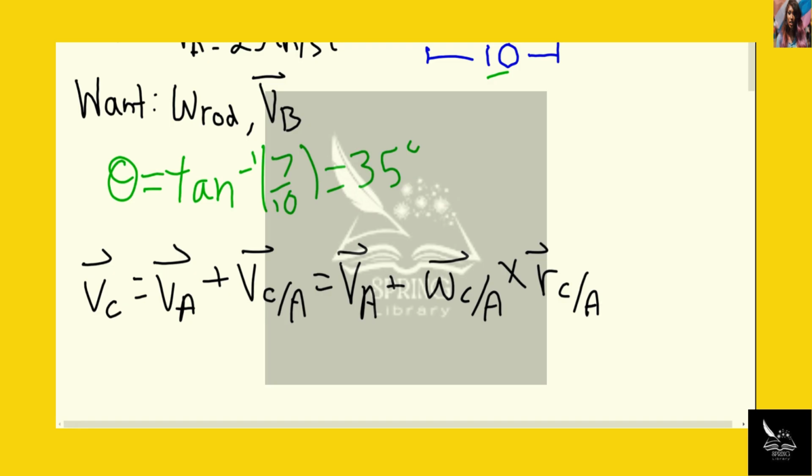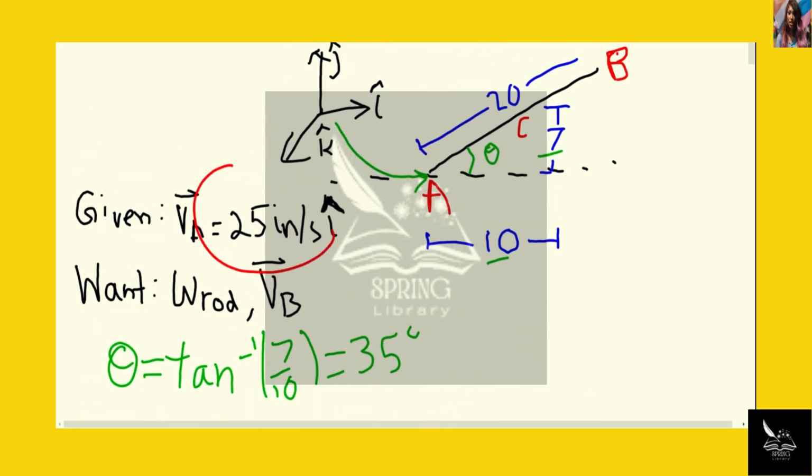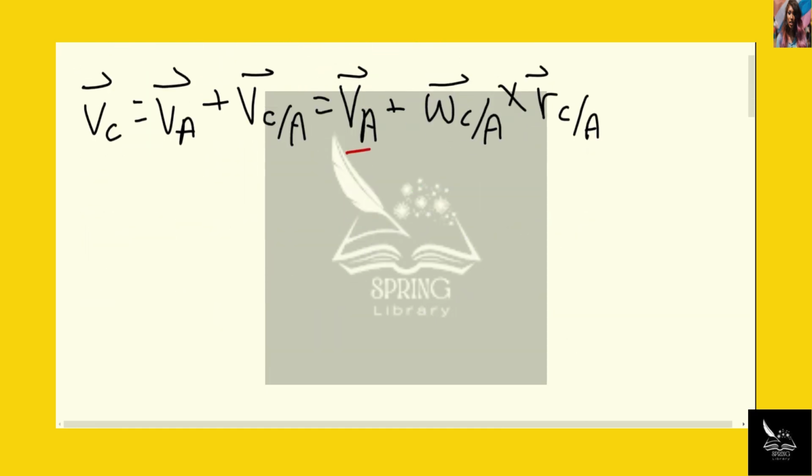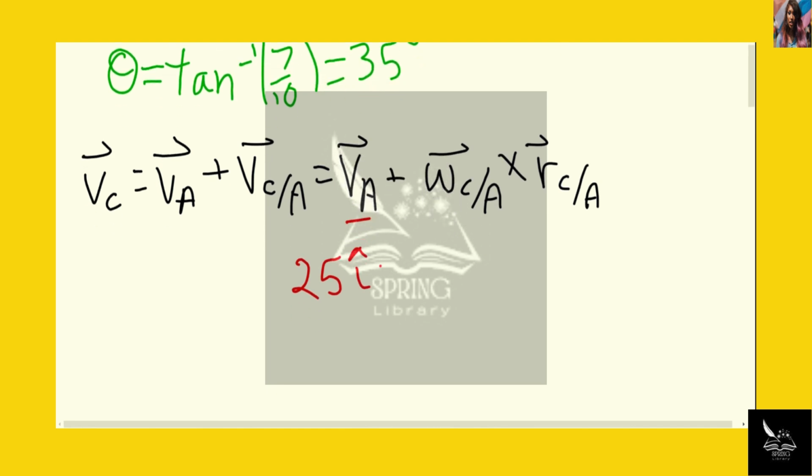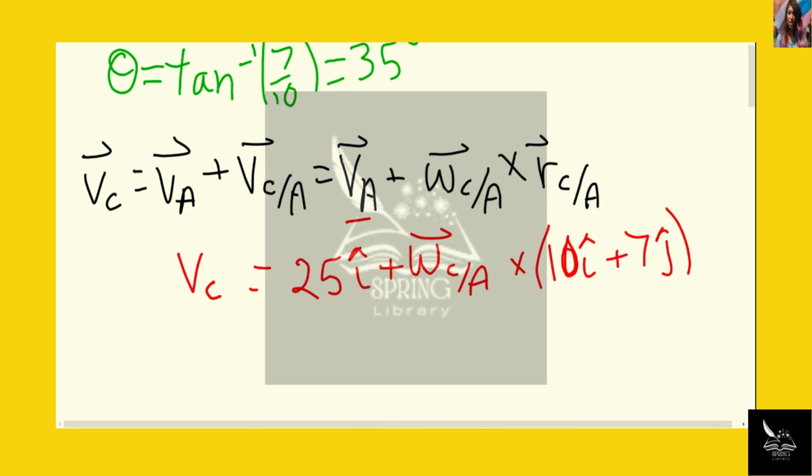Now looking at what we know and what we don't know, we know VA, which is given to us right here as 25 inches per second in I hat. We can go ahead and write that in, 25 I hat. We also know RC given A, and that basically means from A, how do I get to C? So we can see that's 10 in the I hat direction and 7 in the J hat direction. So we can write this as plus omega C given A crossed with 10 I hat plus 7 J hat. And this is equal to VC.